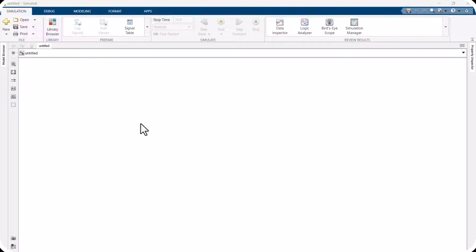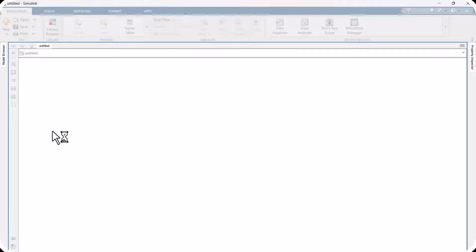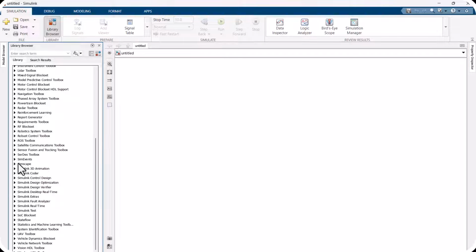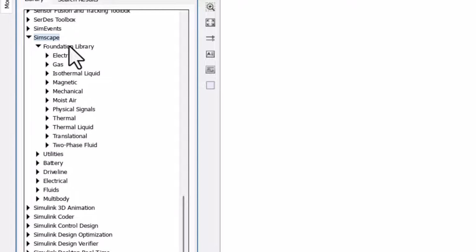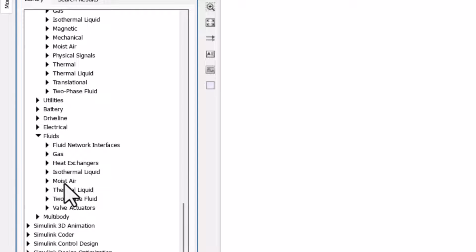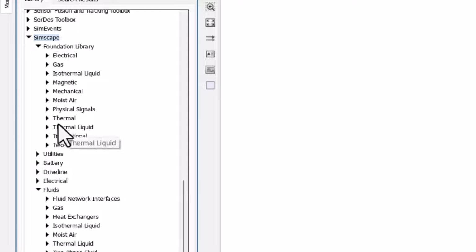So this is a blank model. I go to the library browser and I'm going to find Simscape. We basically are going to spend most of our times in the foundation library and the fluids library. And I want to model a thermal liquid system.